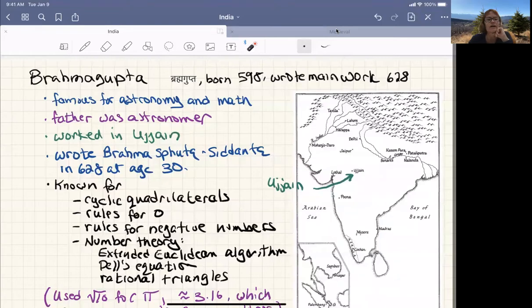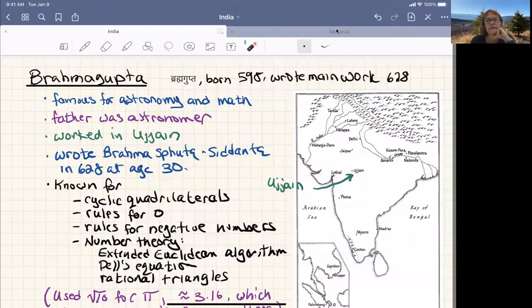So now what I'd like to talk about is another ancient Indian mathematician. His name was Brahmagupta. Of course, again, this is a period where Sanskrit was spoken. And so here's his name in Sanskrit. He was born in the year 598, and his main work was written in the year 628. So basically at the age of 30.